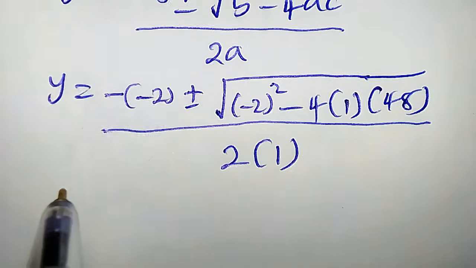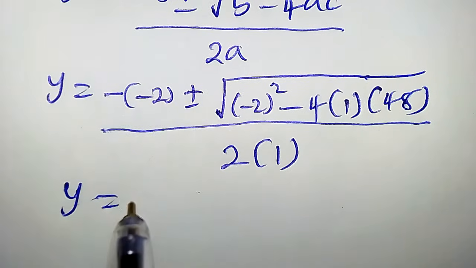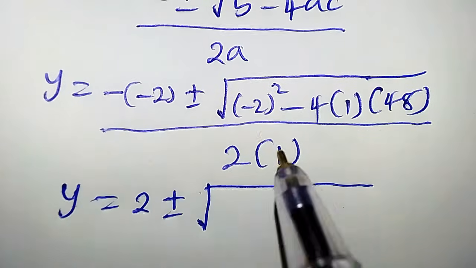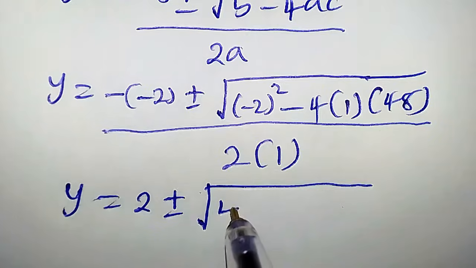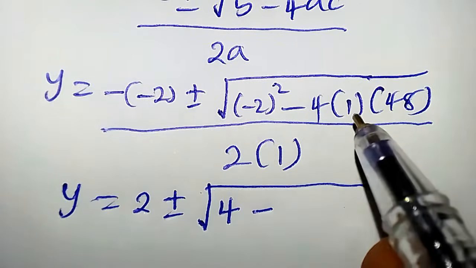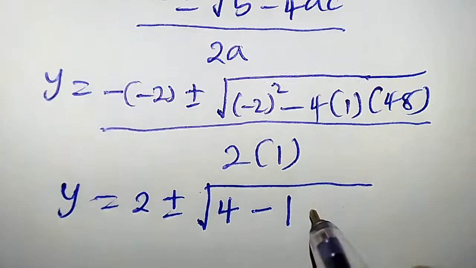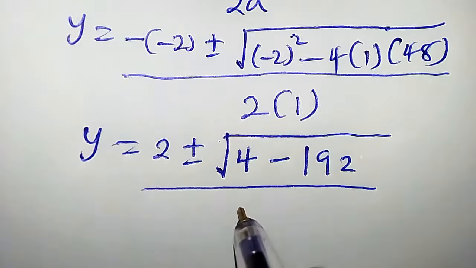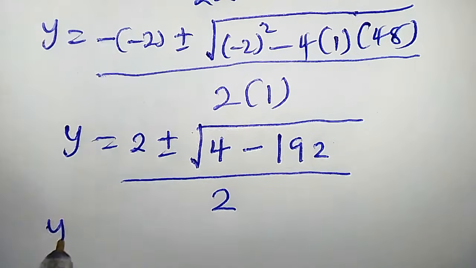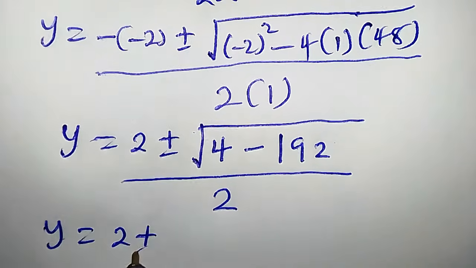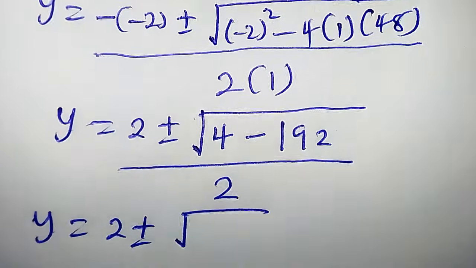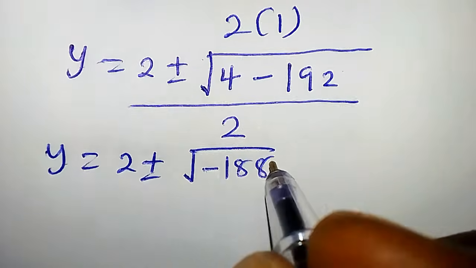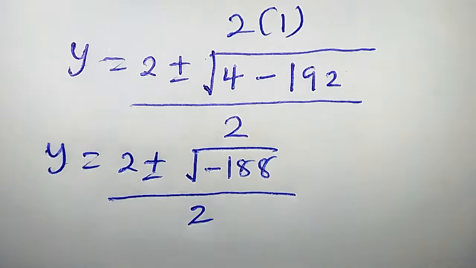Let's continue. y equal to minus times minus 2, that is 2, plus or minus square root of minus 2 all squared, that is simply 4, minus 4 times 1 times 48, that is 192, divided by 2 times 1, that is simply 2. So we have y equal to 2 plus or minus square root of, what is 4 minus 192? That is minus 188, divided by 2.